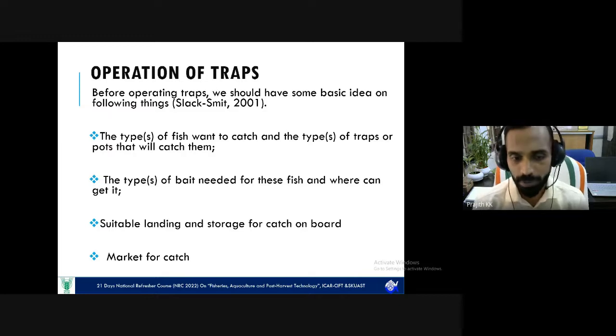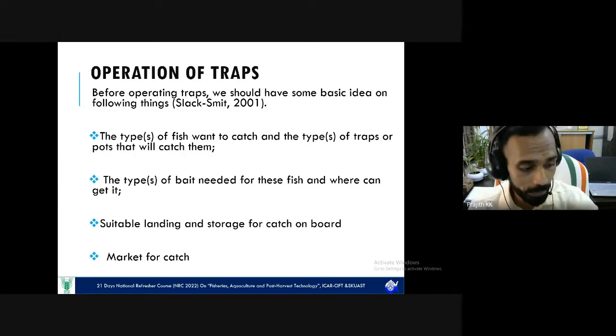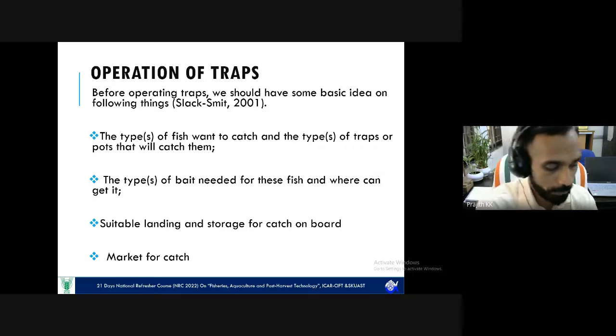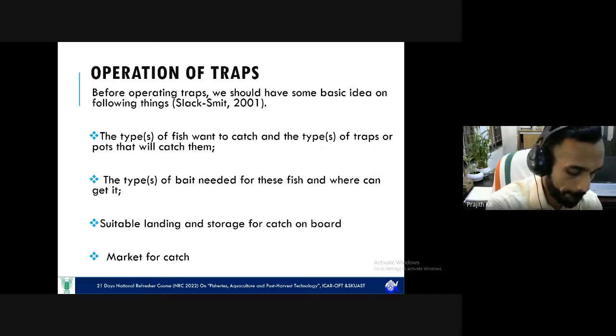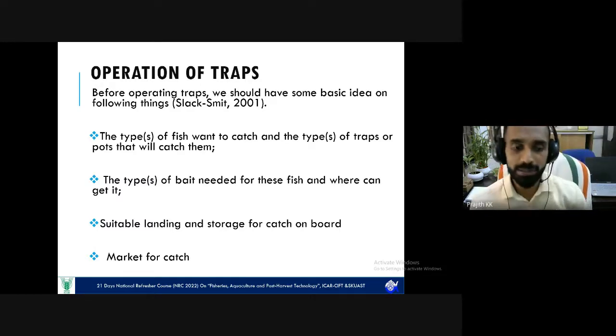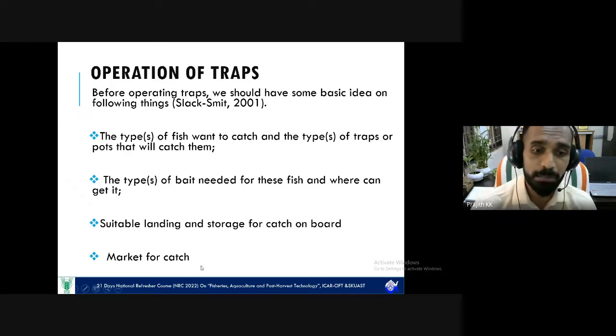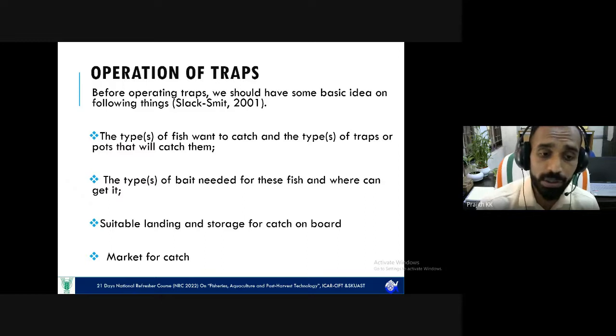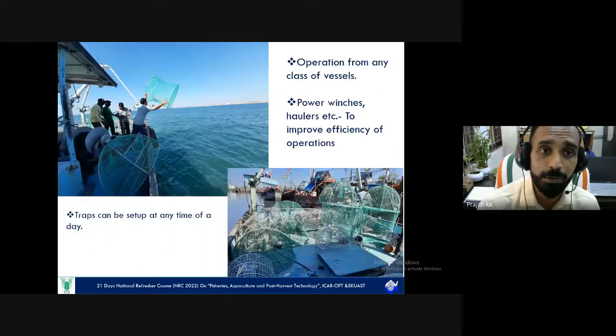Then the market. Even in the case of agriculture, we have to see the market for our catch. Before venturing into fishing, we have to see whether a suitable market is available or not.